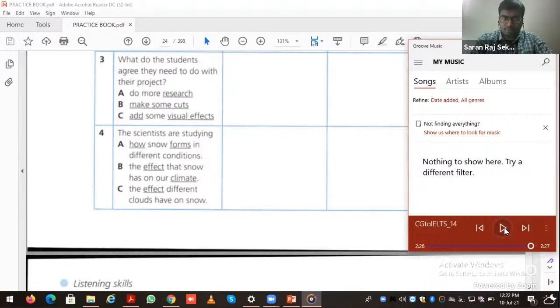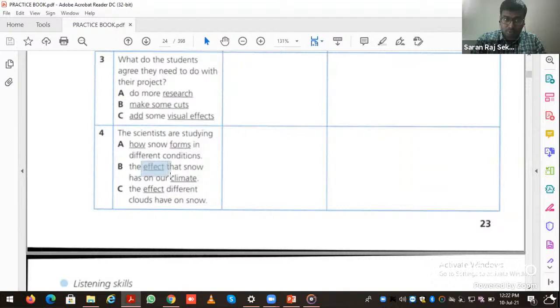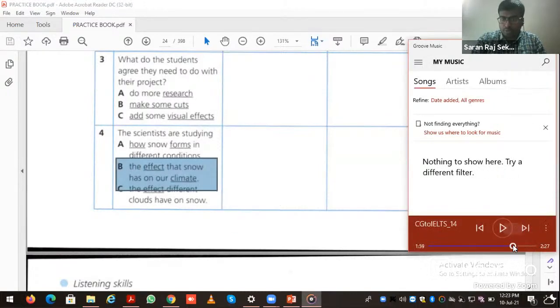So here, if you see, the main topic is all about snow, and they are trying to study the impacts, meaning the effect. So that's why the keywords are important. They have used a synonym, and they have compared snow with the atmosphere. So here the option is B. Let me play it again. If you're not sure, you can listen to the audio carefully.